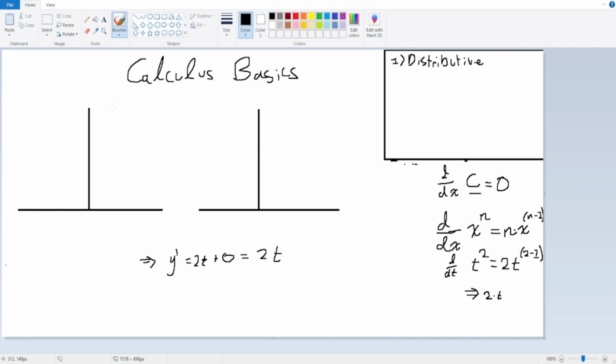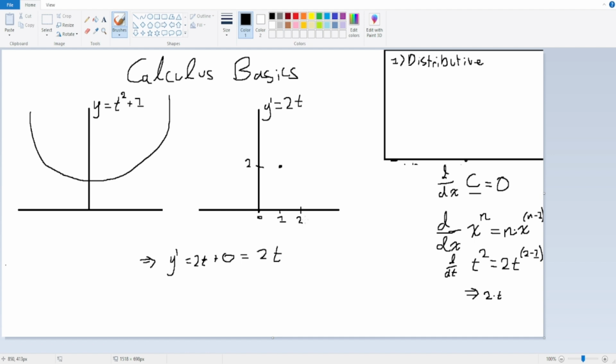Okay, so I'm going to draw our original function, which was y equals t squared plus 1, which gave us a shape like this. And then y prime, we just figured out, is equal to 2t. So what does 2t look like? Well, at 0, if you plug in 0 into t, 2 times 0 is 0. At 1, 2 times 1 is 2. So at 1, our function of y prime is equal to 2. So we put our dot over there.